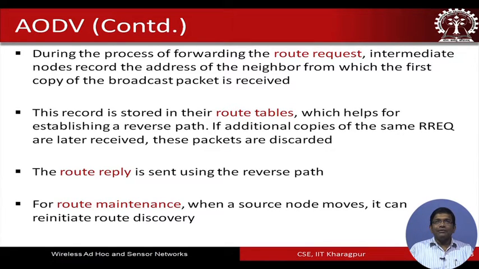So here the help of routing tables is taken. The routing tables are going to store the information about who is the next hop, who are the neighbors, so that will help in establishing the reverse path. And note the difference between AODV and DSR, how DSR operated. The route reply is sent using the reverse path. For route maintenance, when a source node moves, it can reinitiate the route discovery process.